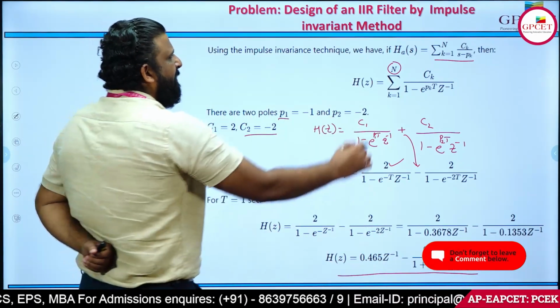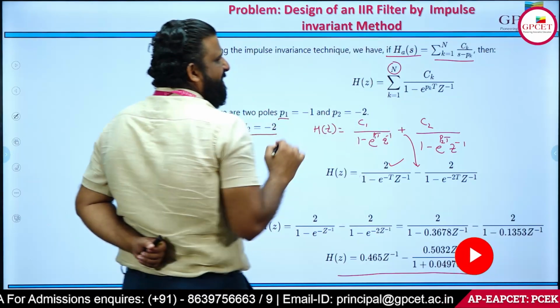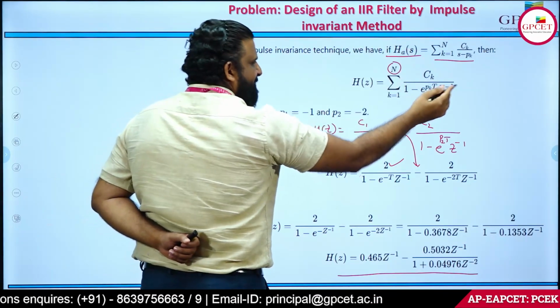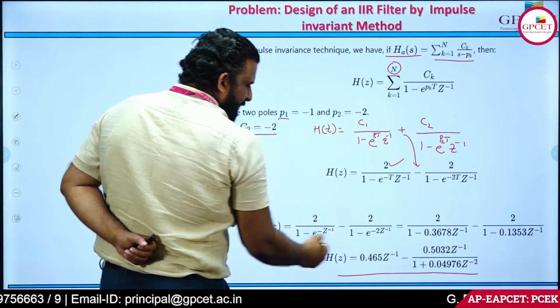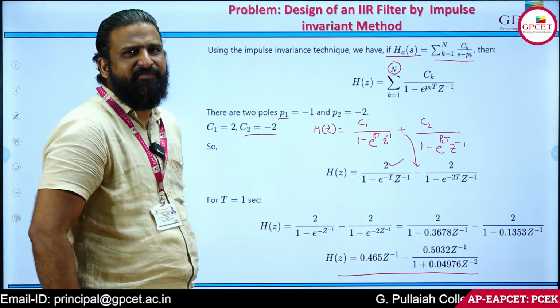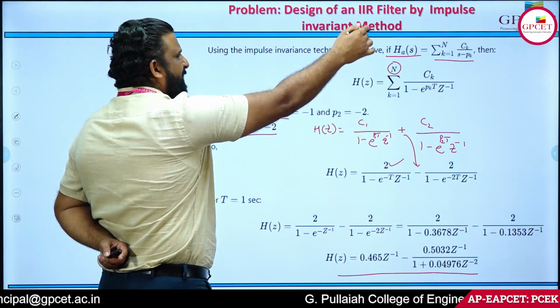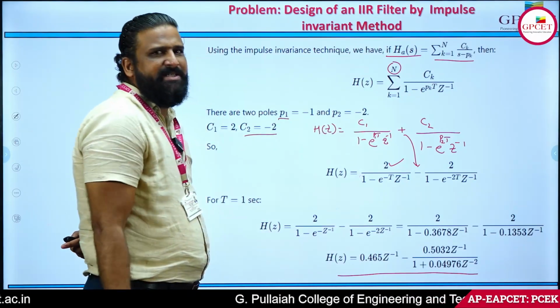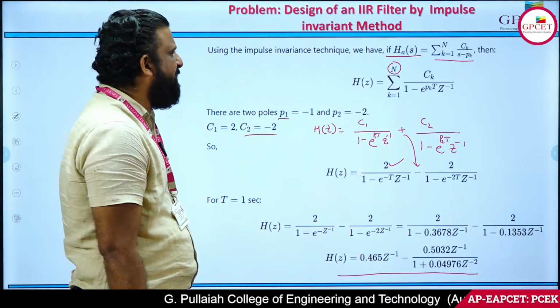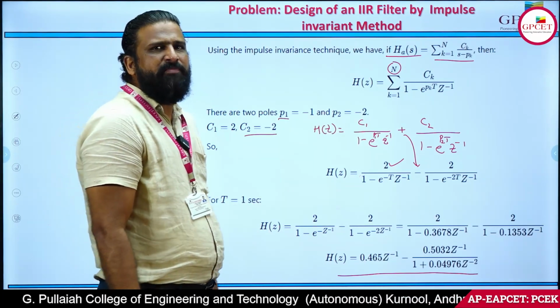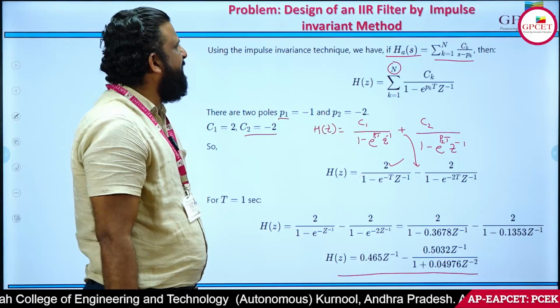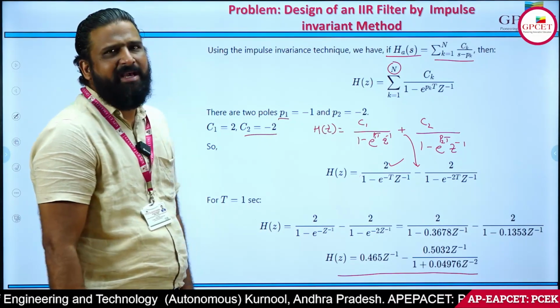So what we have done? We have taken the H(s) and done the summation of 2 poles and converted that into H(z), which is in digital form. The transfer function of the analog form is converted into digital form by using the 4 steps involved in the impulse invariance method. So this is the small problem related to the impulse invariant method, how to design the IIR filter.